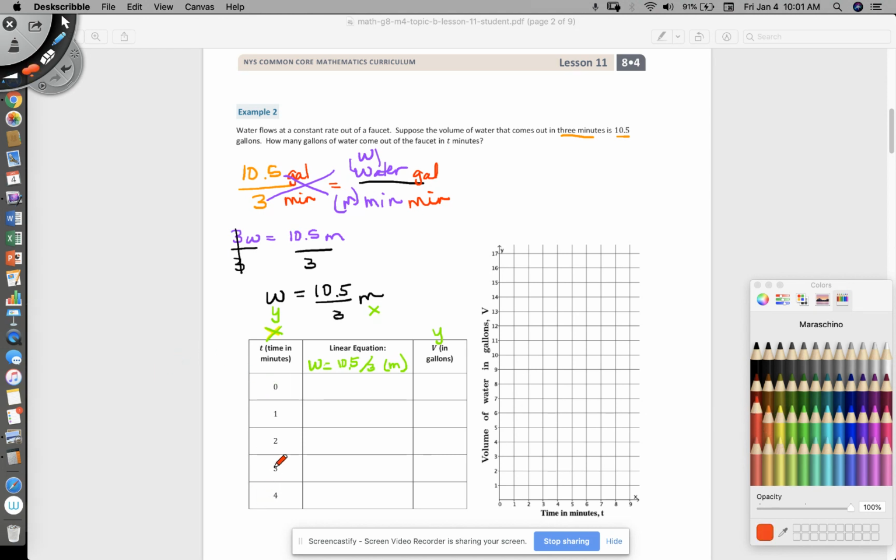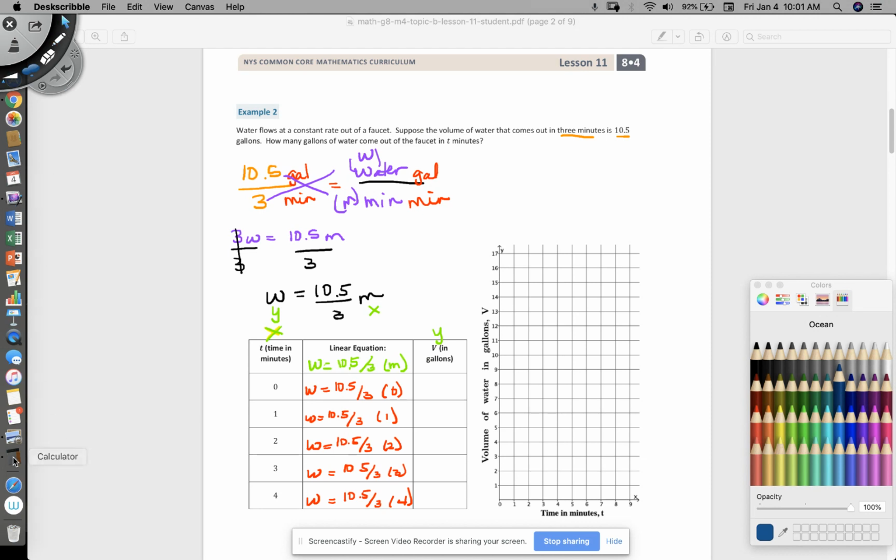Now, they already gave us some numbers here, and I'm happy they used small numbers. So we're just going to write those in. W equals 10.5 divided by 3 times 0. W equals 10.5 divided by 3 times 1. W equals 10.5 divided by 3 times 2. W equals 10.5 divided by 3 times 3. And W equals 10.5 divided by 3 times 4. So now that it's all written down, I can just go ahead and solve.